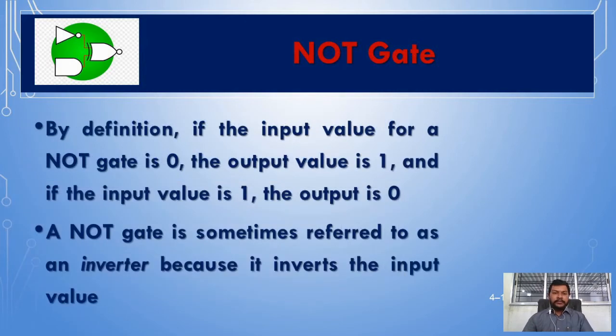By definition, if the input value for a NOT gate is 0, the output value is 1, and if the input value is 1, the output is 0. A NOT gate is sometimes referred to as an inverter because it inverts the input.